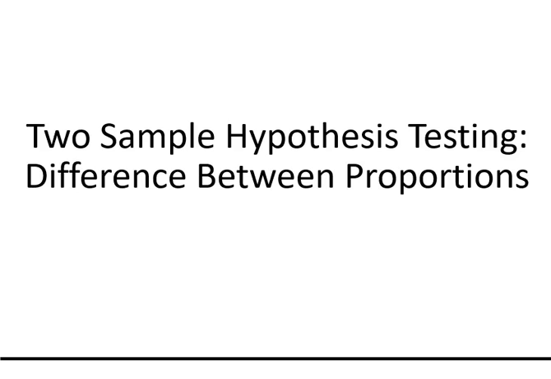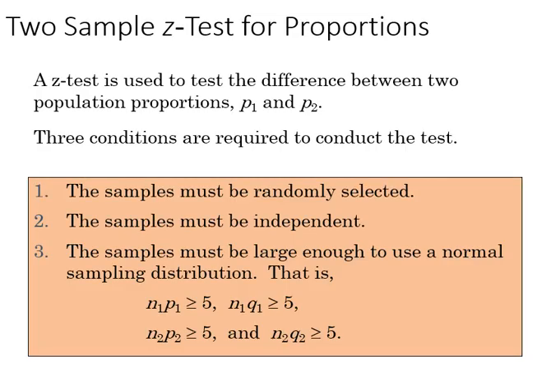Hello, this video is going to examine two-sample hypothesis testing for a difference in proportions. And we do this using the z-test for p1 and p2, proportions for two respective samples. They must be randomly selected, they must be independent, and large enough to use a normal sampling distribution.